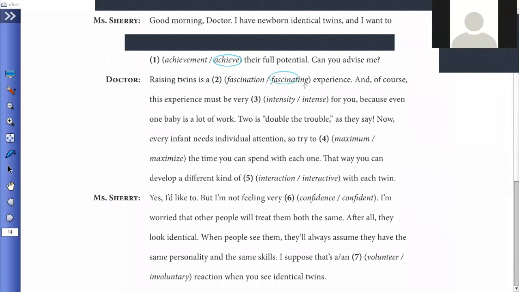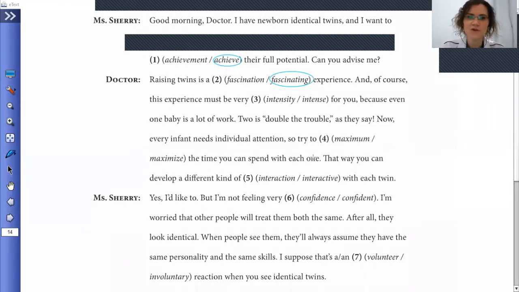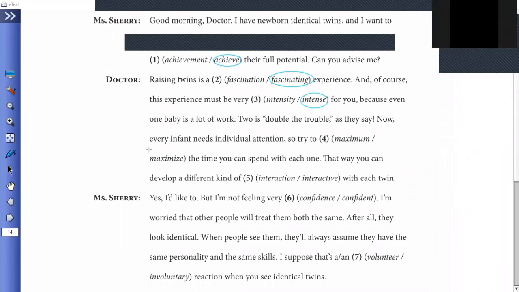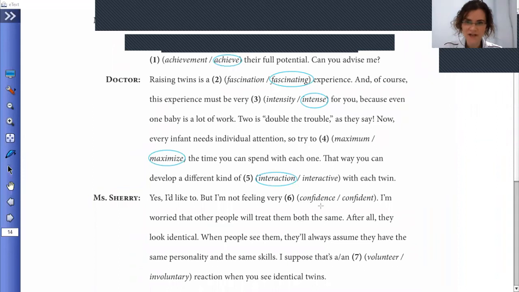Fascinating. Yeah, it's a fascinating experience, and of course, this experience must be very intense for you, because even one baby is a lot of work. Two is double the trouble, as they say. Now, every infant needs individual attention, so try to maximize the time you can spend with each one. That way you can develop a different kind of interaction with each twin.